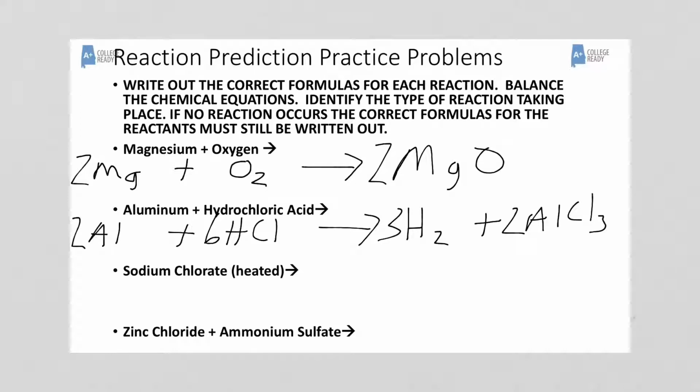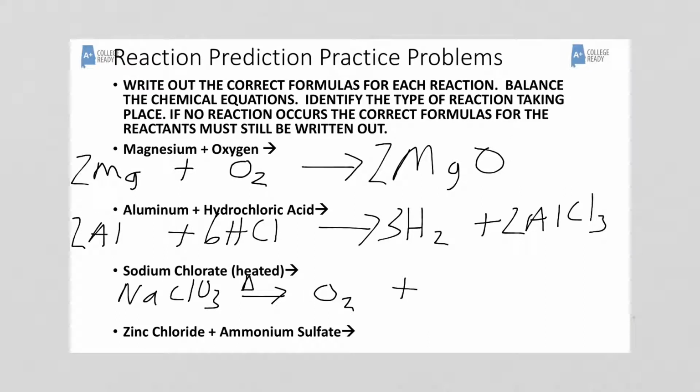Alright, the next one we're starting with sodium chlorate, which is NaClO3. We're heating it, which we might show with a delta or a delta H. Since we only have one compound, this has got to be a decomposition reaction. And the rule is that chlorates decompose into metallic chlorides plus oxygen gas. So we know we're going to get some O2.